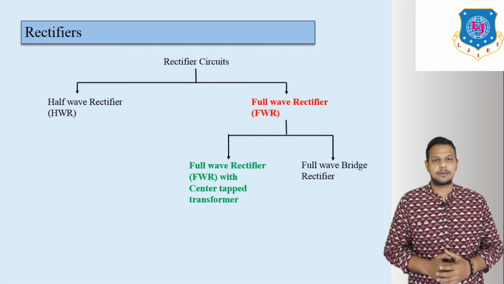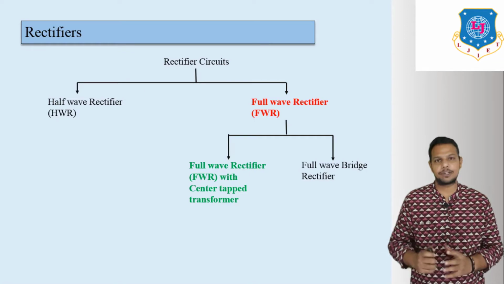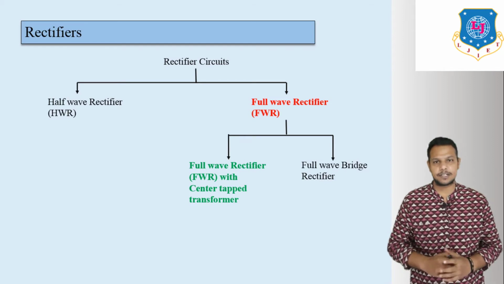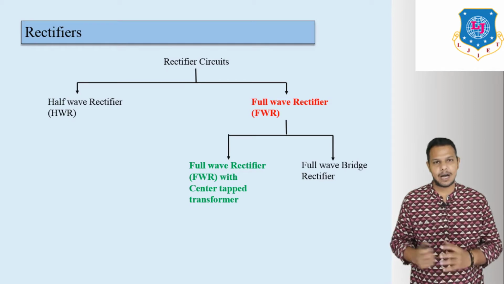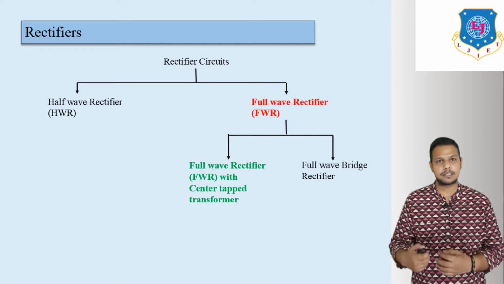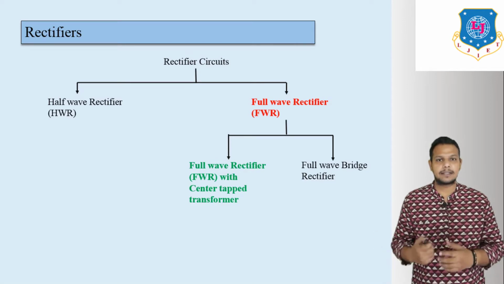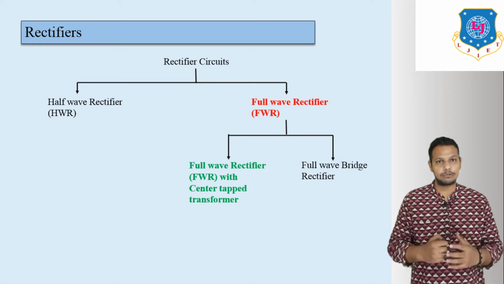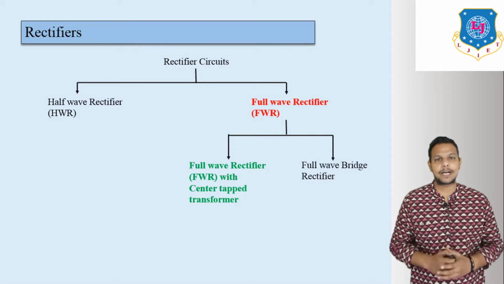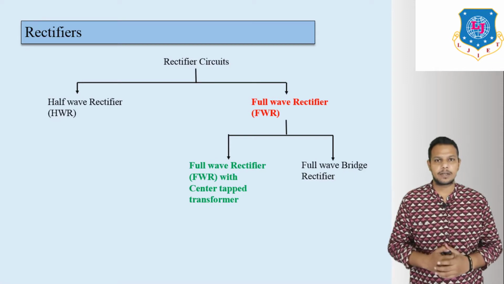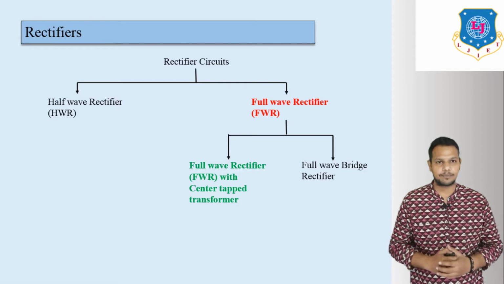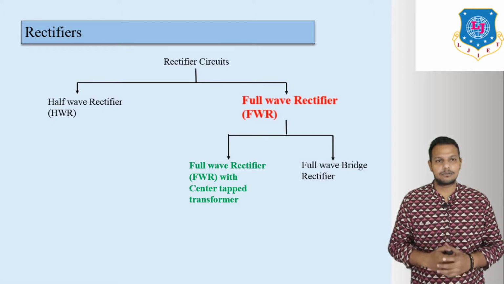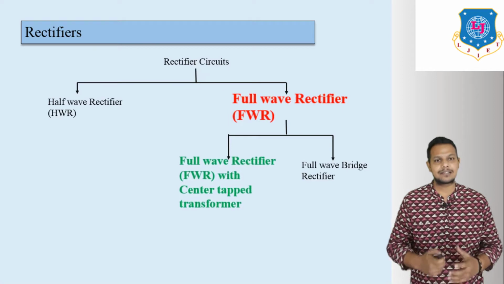First, we have seen here the classification of rectifiers. Rectifier circuits are divided into two parts. The first one is the half wave rectifier, which we discussed in our previous lecture, and the second type is the full wave rectifier, which we are discussing in this lecture. The full wave rectifier is divided into two types: one, the full wave rectifier with a center tapped transformer, and another, the bridge rectifier. Today we are discussing the full wave rectifier with a center tapped transformer.